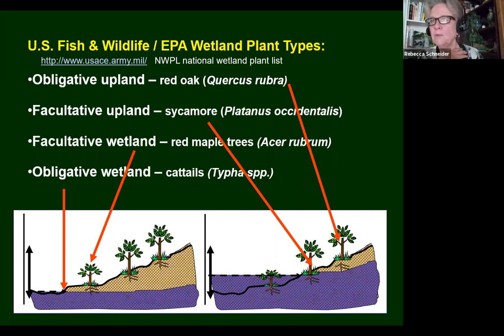That is the U.S. Fish and Wildlife EPA wetland plant list, and right now I found it at the www Army Corps of Engineers military site. So the database is out there in a variety of formats, but basically it's a list of thousands of plant species by region and whether it's one of these categories.